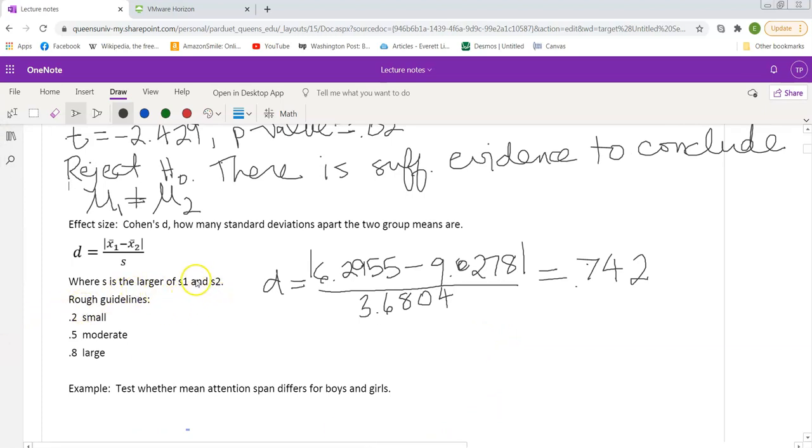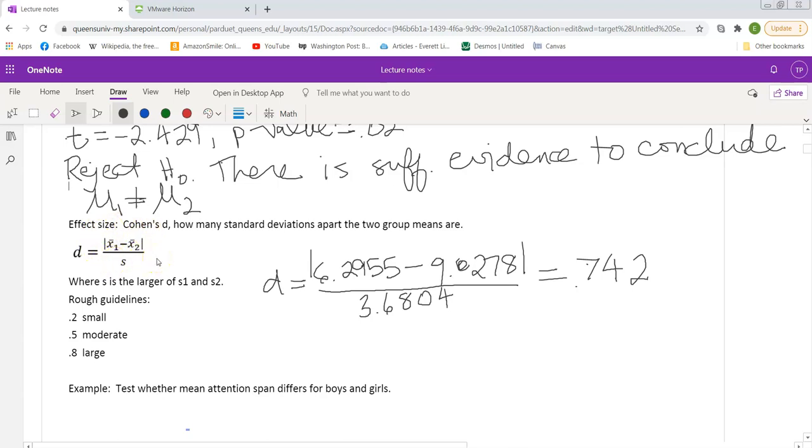The reason we did the larger of S1 and S2, if you take the smaller one, you're going to get a larger effect size than if you take the larger one. Wait, I can't remember if I said that backwards. If you take the smaller standard deviation, you're going to get the larger effect size. If you take the larger standard deviation, you're going to get the smaller effect size.